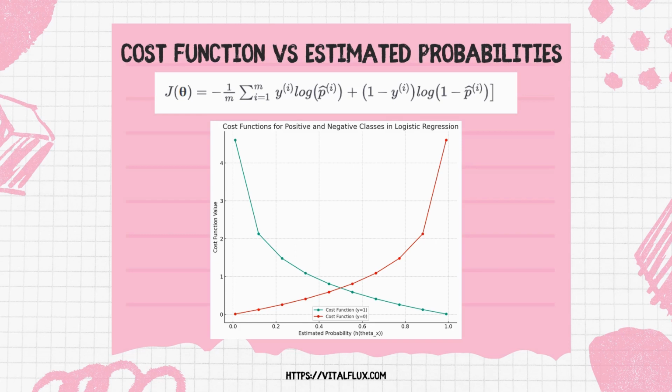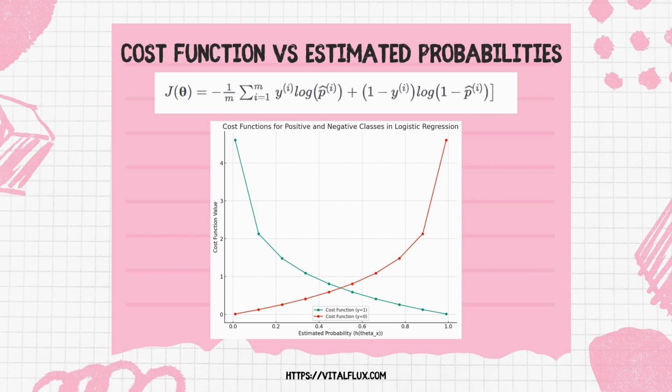So as you see, I have shown the formula as well as the cost function versus estimated probability plot on the screen. The curve tells us how well the model is doing by giving us the cost of our prediction. The goal is simple. We want to minimize the cost. Now let's first look at the formula and then we'll also explain the plot.